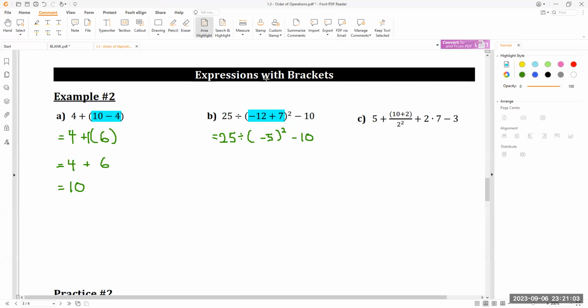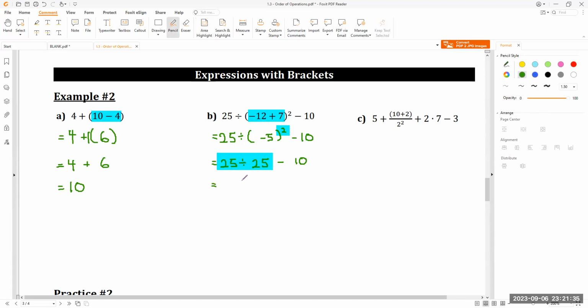Done. Since I'm done that, I must now resolve the exponent. We have 25 divided by -5 times -5, right? Don't write this. -5 times -5. That's squared. So let's solve it. -5 times -5 is a positive 25 minus 10. Next, we have division or subtraction. Division comes first. That's a 1 minus a 10. Final answer, -9.